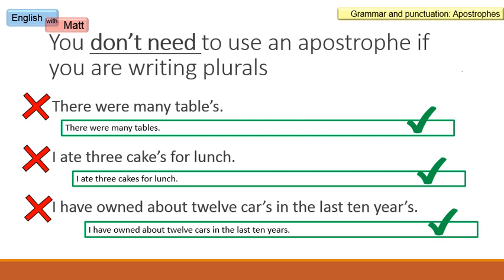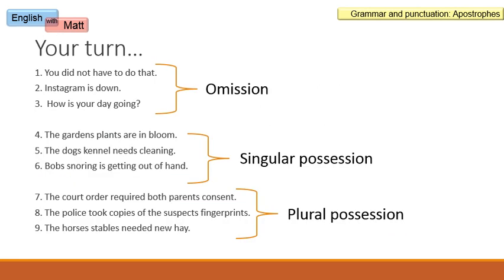Okay. So finally, you can have a go now. In the top three examples, we have where a letter needs to be removed and an apostrophe put in. In 4 to 6, we have singular possessions, so something on its own is owning something else. And in 7 to 9, we have plurals, so where multiple things own something or possess something. Okay, so you can pause the video now and have a go at putting the apostrophes in the correct place, and then I will go through the answers.